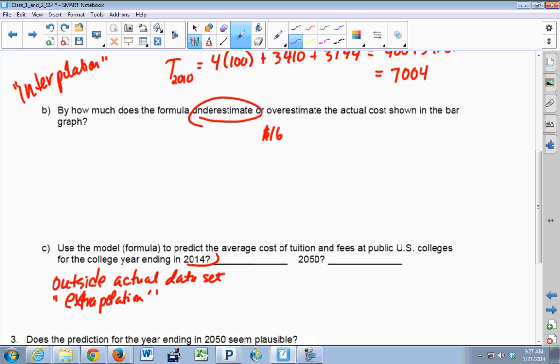Well, maybe. So at your seats, I want you to figure out using this model what you get for 2014. Okay, I want tables 1, look at me, tables 1, 2, and 3 to do the year 2014, and I want tables 4 and 5 to do the year 2050. Okay?